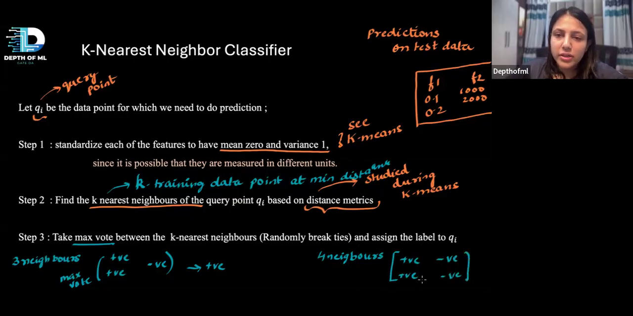So here I have a clash. I don't know whether I should classify it as positive or negative. Here, either they will tell you how you want to break ties, or you can randomly break ties and assign it to the query point QI. So here you will say random of positive. Randomly you will flip a coin and you'll assign either positive or negative to that query point. Fine.